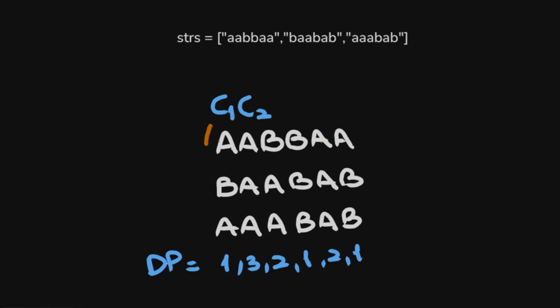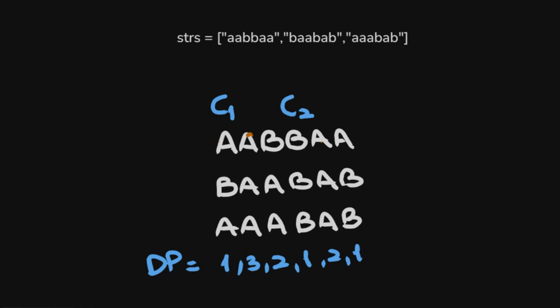Now C1 is here, we are comparing these two columns. B is greater than A, so this is not a valid combination. We keep 1 here and update C2. Now C2 is here, and this combination is not valid either because B is greater than A, so we continue.